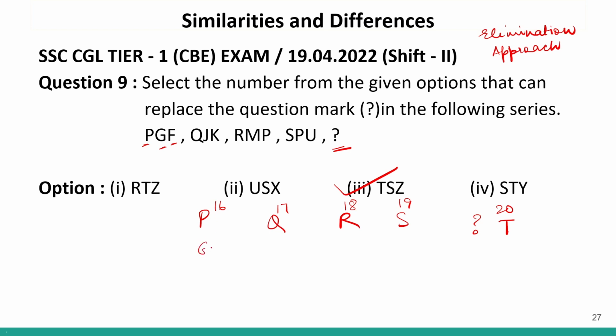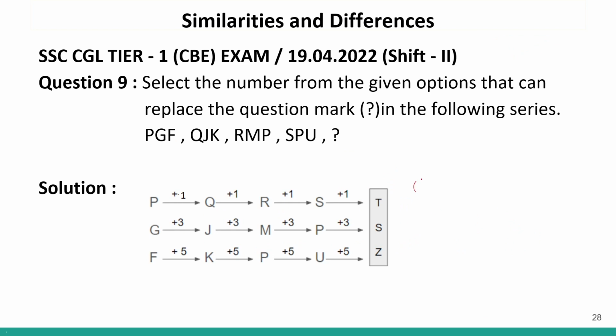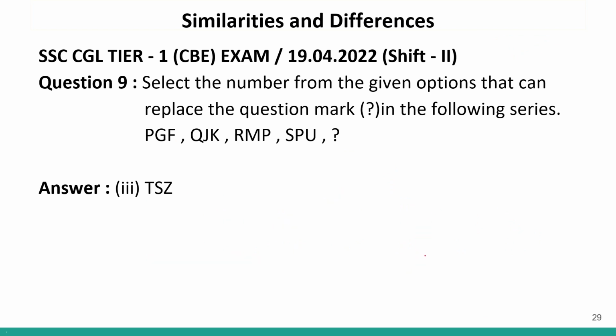Let us check. Now next series will be G, J, M, P, and then we have to find out. So here I can see G is 7, J is 10, so plus 3. M is 13, plus 3, 16, plus 3. So plus 3 will be the 19th rank, and at 19th rank we have S. So T, S, so very clearly, even after checking, we get the third option, which is T, S, and Z. This is your answer. Okay?